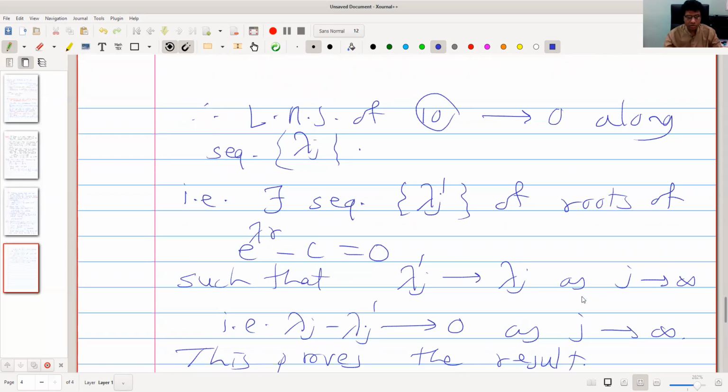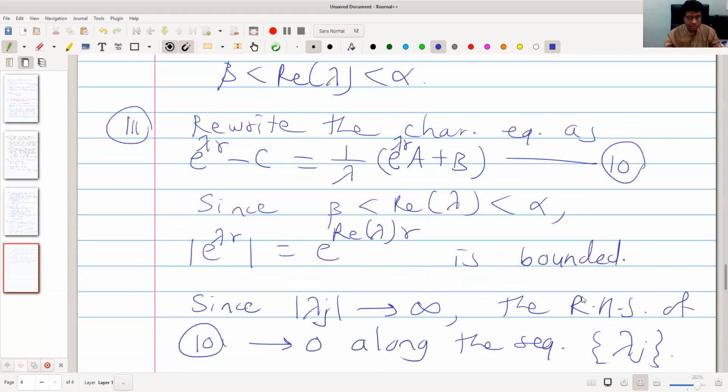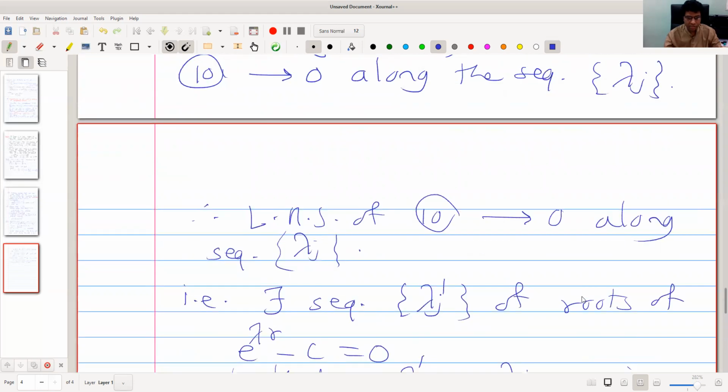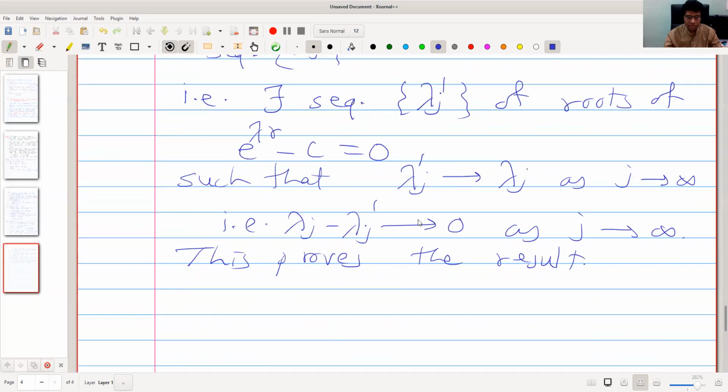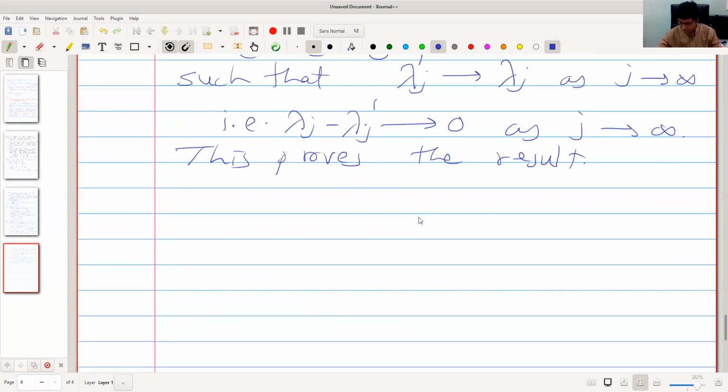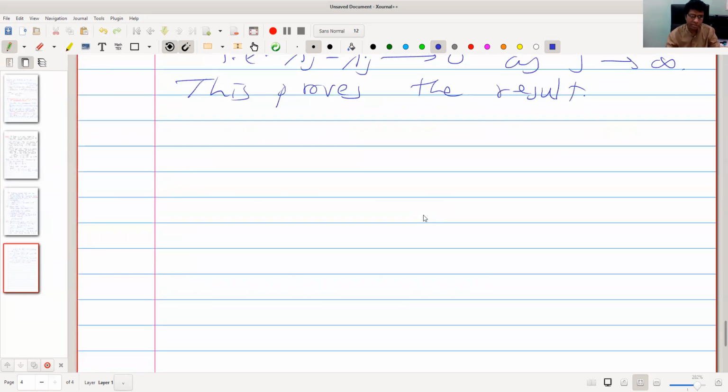So this simpler equation is also important in finding the behavior of characteristic roots. We are going to use this in the next result. So we discuss the corollary.